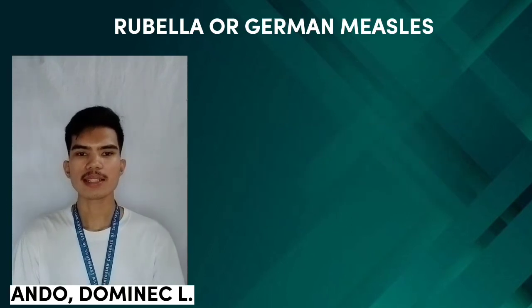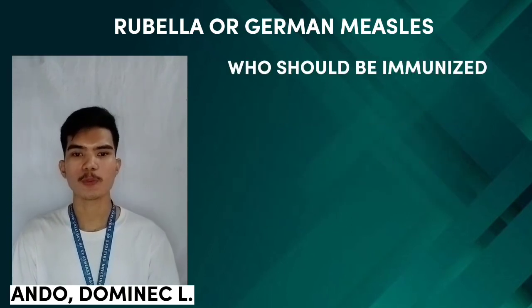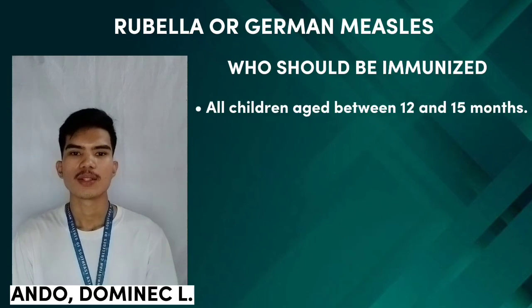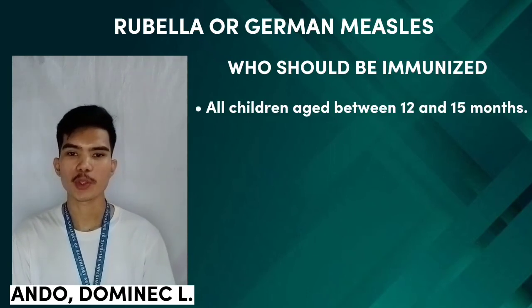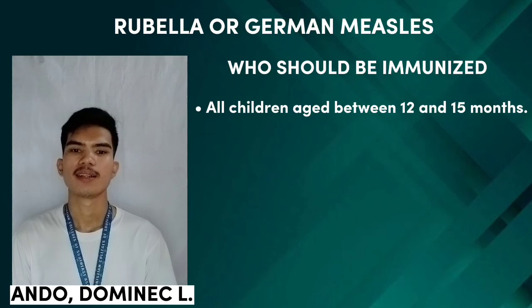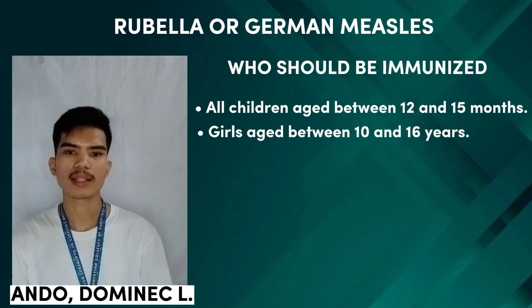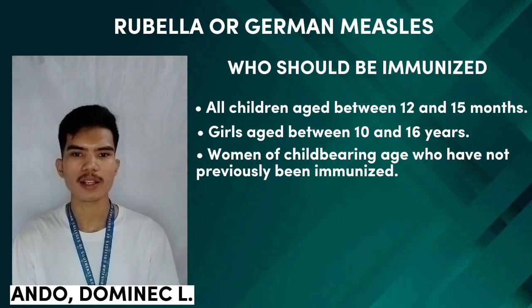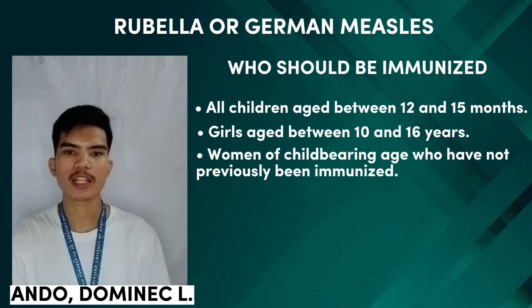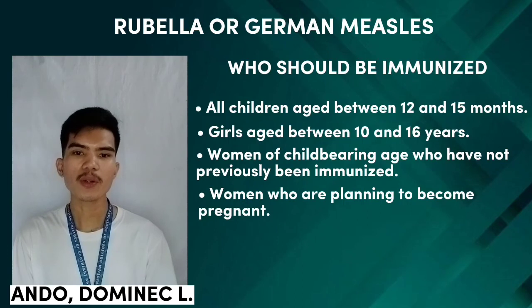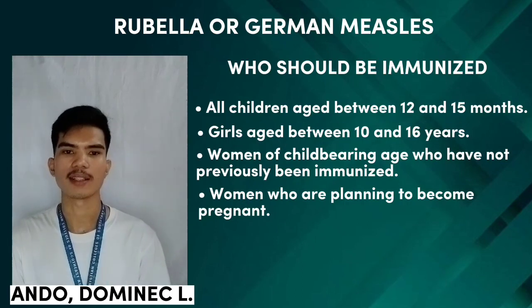And lastly, let's talk about who should be immunized. So all children aged between 12 and 15 months. Girls aged between 10 and 16 years old. Women of childbearing age who have not previously been immunized. Women who are planning to become pregnant.